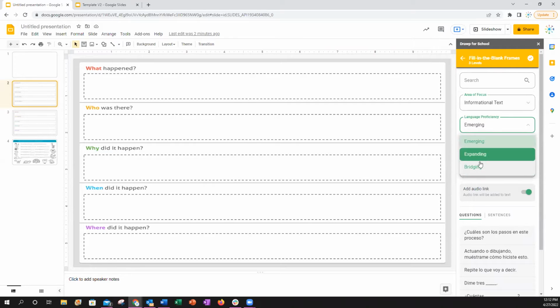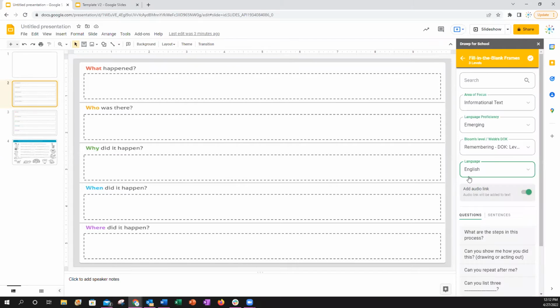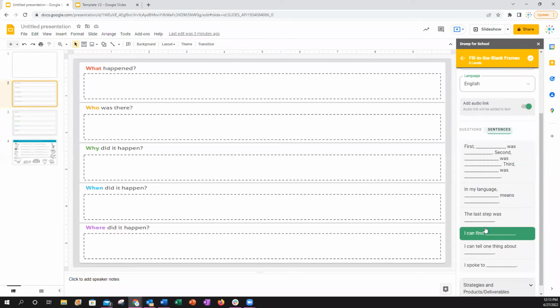And as you increase the language proficiency level, you increase the language rigor of the question frames and sentence frames that are part of the tool here. You also choose the level of Bloom's taxonomy or Webb's depth of knowledge to help with the language rigor. And then you choose the language, it's in English or Spanish, and make sure that you have this audio link enabled here so that you can get that as well. So you see that you have questions here and sentences here.